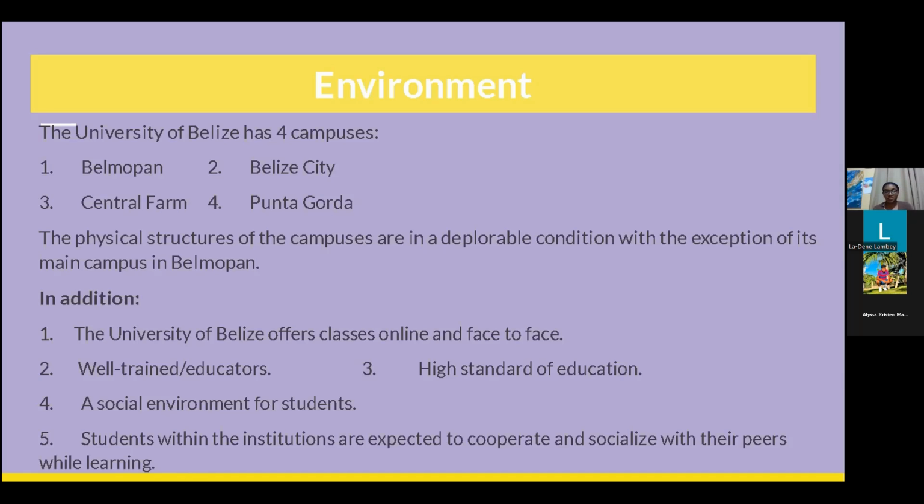It also offers the following. The University of Belize offers classes online and face-to-face. They offer high standard art education, practically a government institution. They offer well-trained educators who assist in providing a high standard of education and understanding of students. They have a social environment for students, and the activities are planned by the student council. The students within the institutions are expected to cooperate and socialize with their peers while learning.